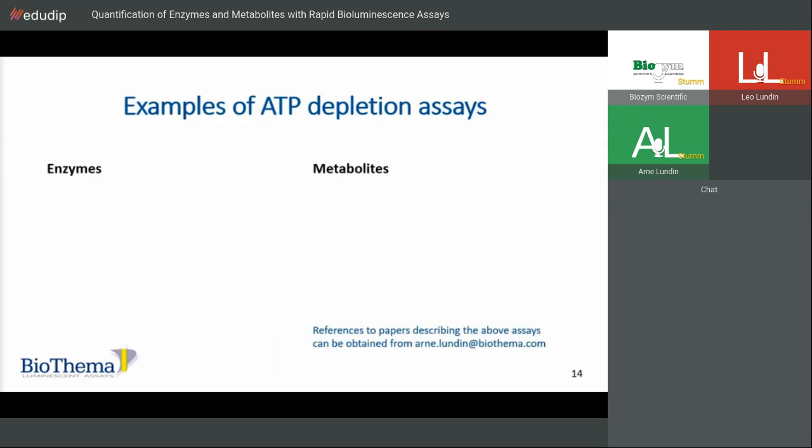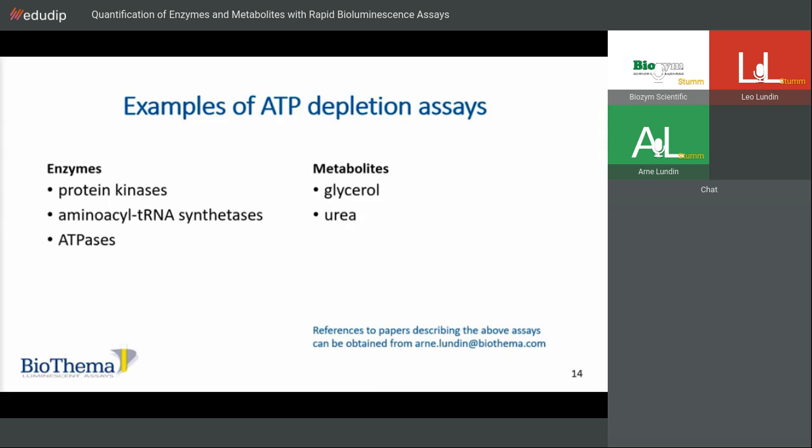And here are some examples of ATP depletion assays. Protein kinases, aminoacyl-tRNA synthetase, ATPases, and metabolites like glycerol, urea, and we actually calibrate our ATP standards using a glucose standard and hexokinase.